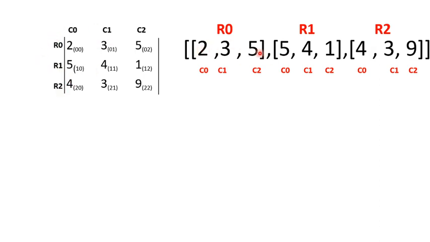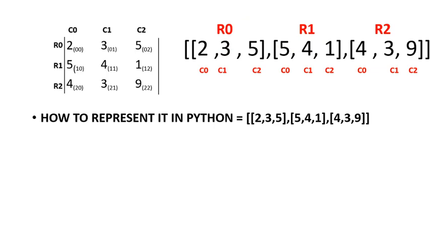Okay, so these are representing the rows, and now inside a single element, each sub element is representing the column. This is column 0, this is column 1, this is column 2, and again column 0, column 1, column 2, and so on. Okay, so how can we represent it? This is a way of representing a 2D list in Python.